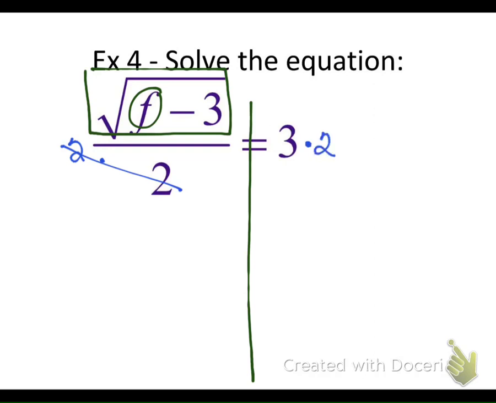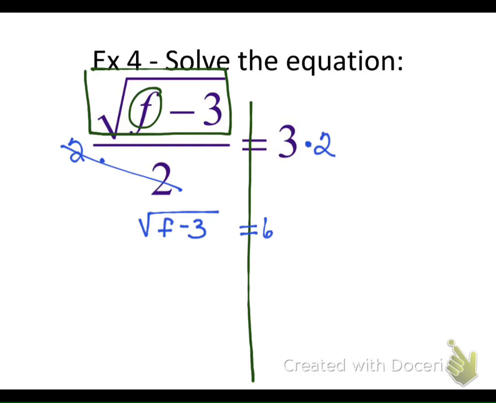So on my left side, I'm going to bring down the square root of f minus 3, because I haven't gotten rid of the square root yet, equals, and what's 3 times 2? Okay. Now, is my square root by itself? Is there anything else on this side? Yeah, so the square root's by itself.